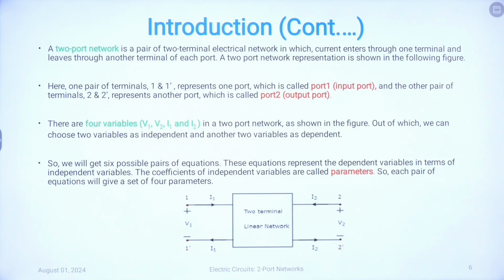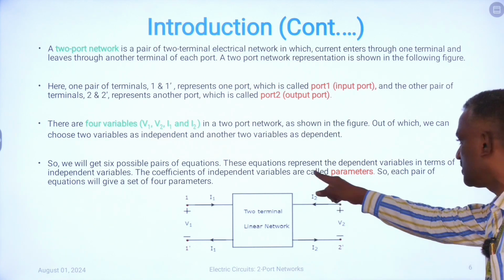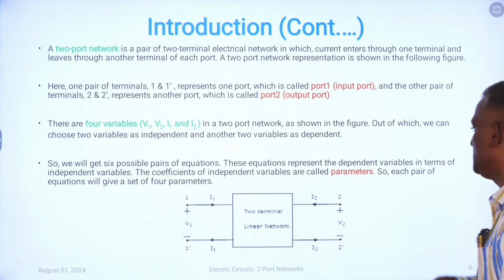Out of these four variables, I am going to make two of them independent variables and the other two dependent variables. When I use this, ultimately I will get six pairs of equations. These equations represent a dependent variable in terms of independent variables. That point is very, very important, right?